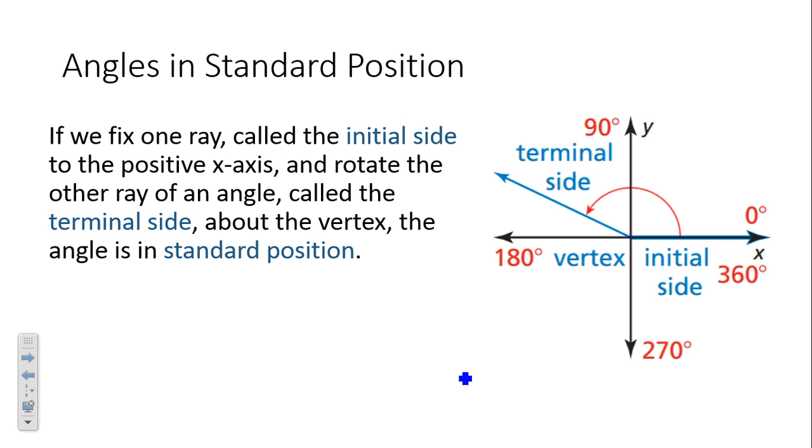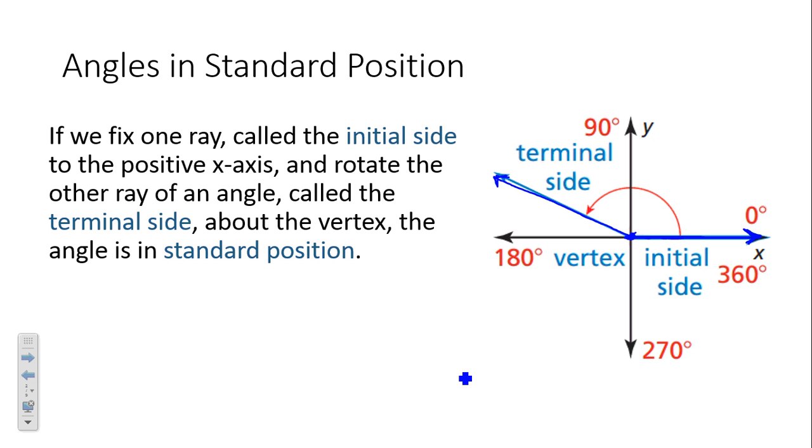Okay? We call the ray that's on the positive x-axis the initial side. And the ray that is swung from that positive x-axis, the terminal side. Okay? Initial side, terminal side. That's what an acute angle looks like on the coordinate plane. Initial side, terminal side, if it's an obtuse angle. Okay? And the origin, (0, 0), is called the vertex of that angle. So far, so good? Okay?